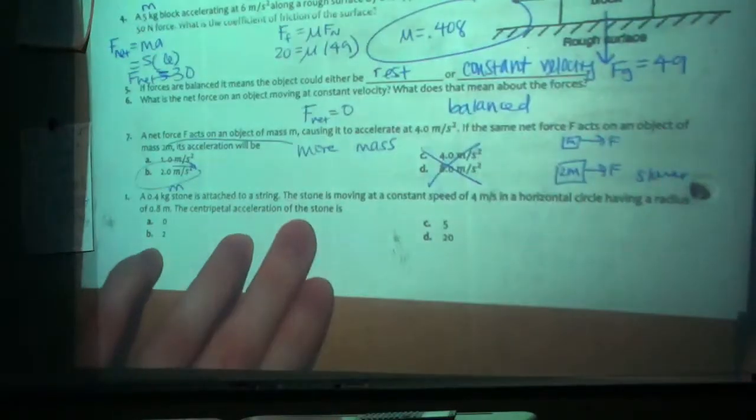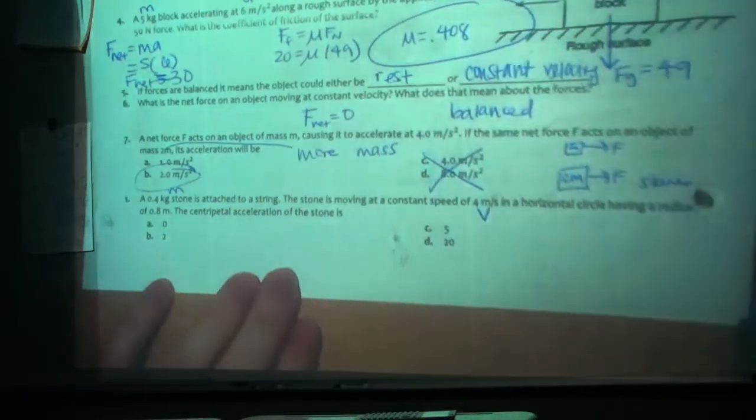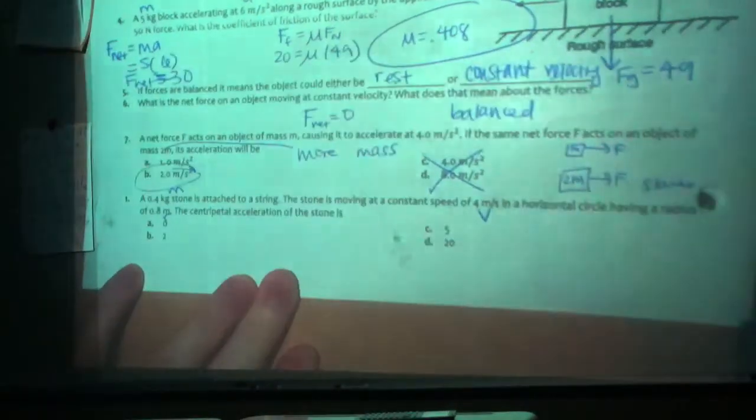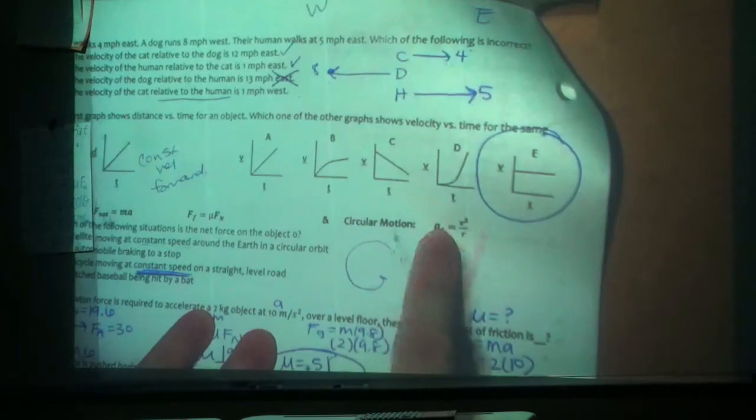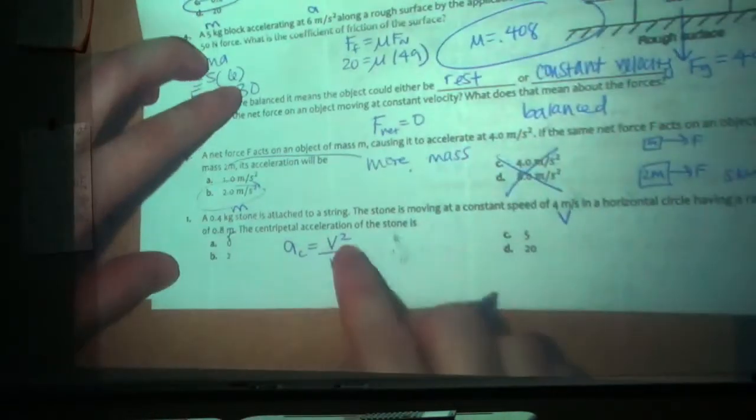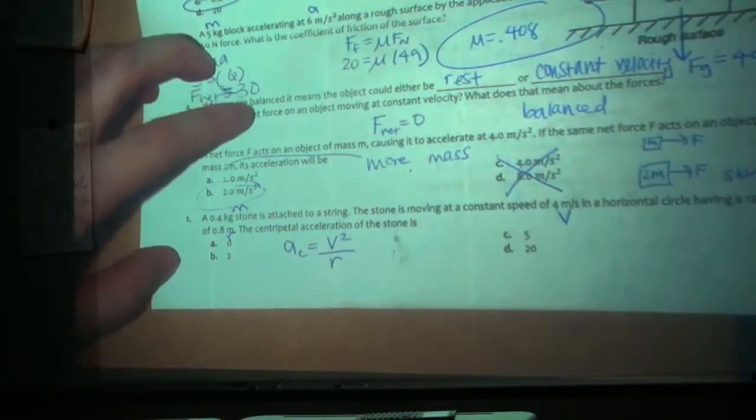A 4 kilogram stone attached to a string is moving at a constant speed of 4 and a radius of 0.8. Centripetal acceleration is this a_c, which is just v squared over r. We do need the radius. We do not need the mass in this case because I just want the acceleration, not the force. So you're just plugging in 4 squared over 0.8, and that gives me an acceleration of 20.